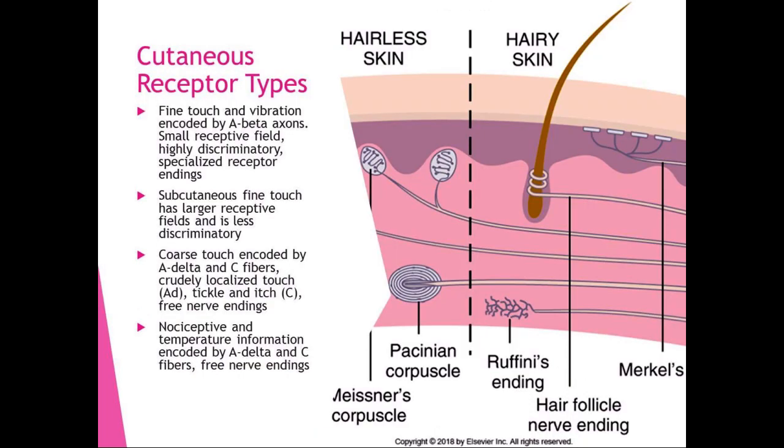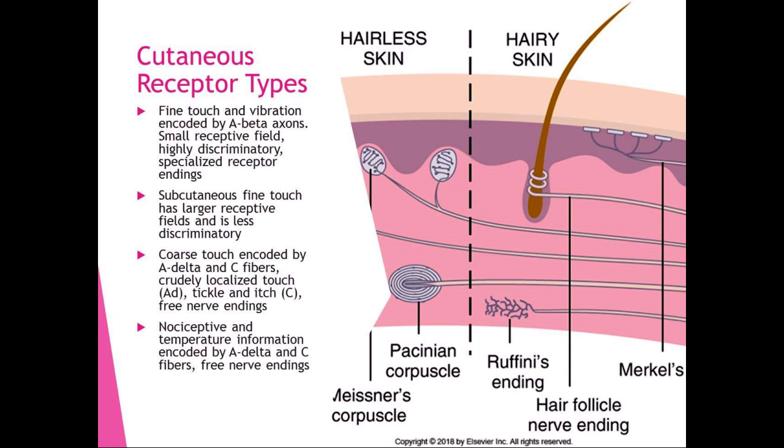The cutaneous receptor types, fine touch and vibration, are encoded by A beta axons. They have a small receptive field. They are highly discriminatory, and they're specialized receptor endings. Those are the Meissner's corpuscles and Merkel's discs and whatnot. They know exactly what kind of sensation they are recording, and they're sending it to your brain.